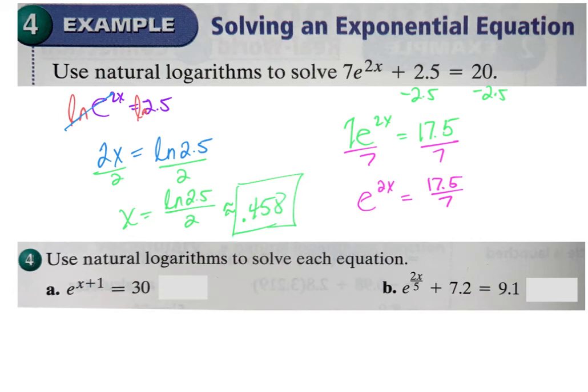All right, so get your e by itself and then take the natural log. If you're doing a log, get your log by itself and then use your base. This is true of all logs and all bases. Get it by itself, take a log to cancel out a base, take a base to cancel out a log. So go ahead and try those two.